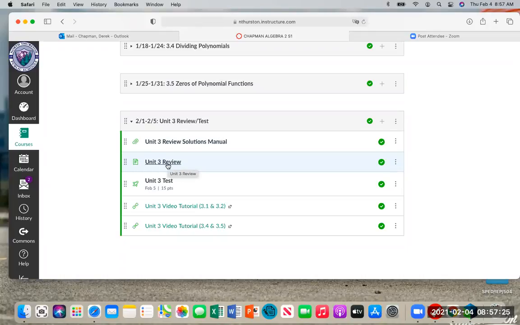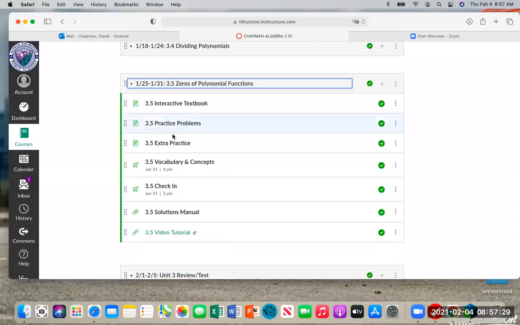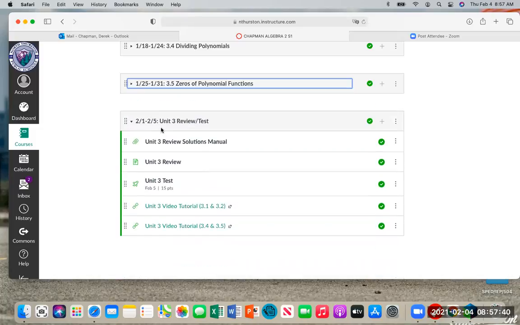If you need more than that, don't forget, you can always go back to these individual sections and do some of these extra practice problems. If you didn't do any of the original practice problems, I'd encourage you to go back and do that. Of course, you've got the video tutorial in each section as well that you can access. And then the test right here, it's due Friday, February 5th by 11:59 p.m. That's the end of the semester, so make sure you knock that out by then.